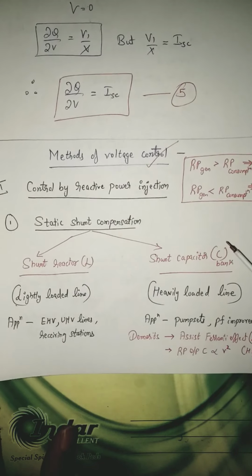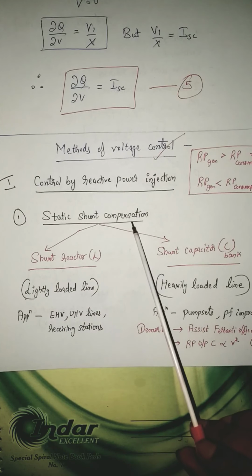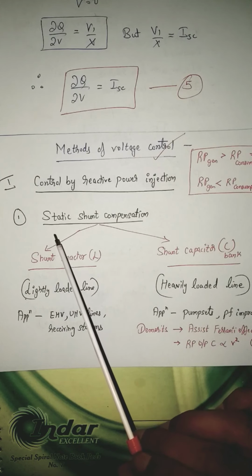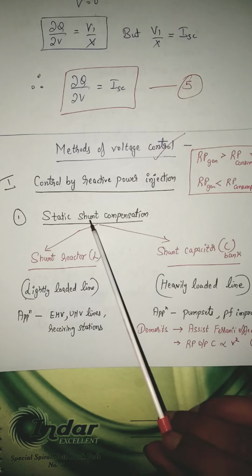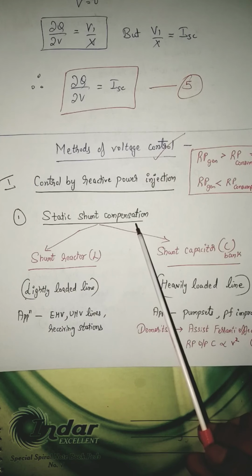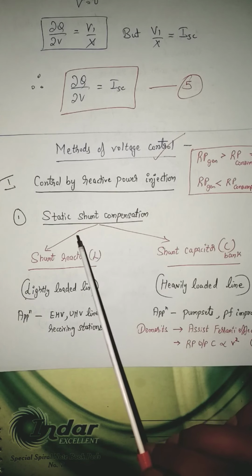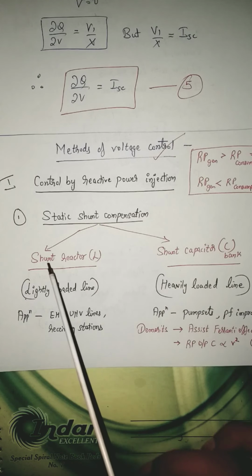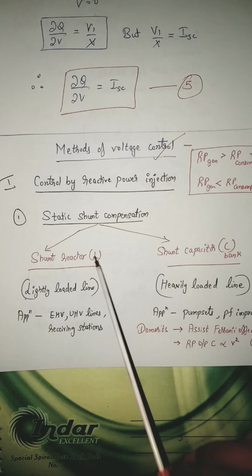So now let us go to the first method in reactive power injection, which is called static shunt compensation. We have called it static because there are no rotating parts involved here. There are no motors involved here. Shunt compensation: you are connecting it in parallel, so it's called shunt compensation. In order to compensate, you are connecting some element in parallel, which is a static element. Out of that, you have shunt reactor, and you have shunt capacitor or capacitor bank. Shunt reactor is nothing but connecting an inductor in parallel in order to compensate the reactive power.